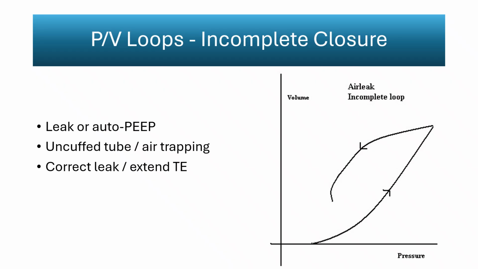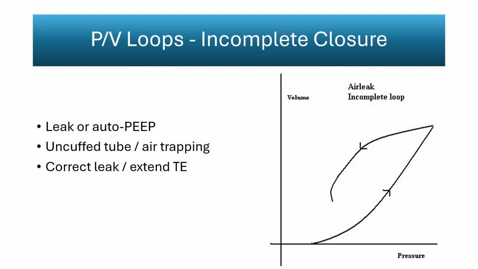Auto-positive end expiratory pressure can produce the same appearance. When the lung does not have adequate time to empty, either due to a short expiratory interval or increased airway resistance, the lung begins the next breath with excess residual volume. The expiratory limb ends above baseline because the lung has not fully deflated back to its starting point. This elevates end expiratory volume and prevents the loop from closing.